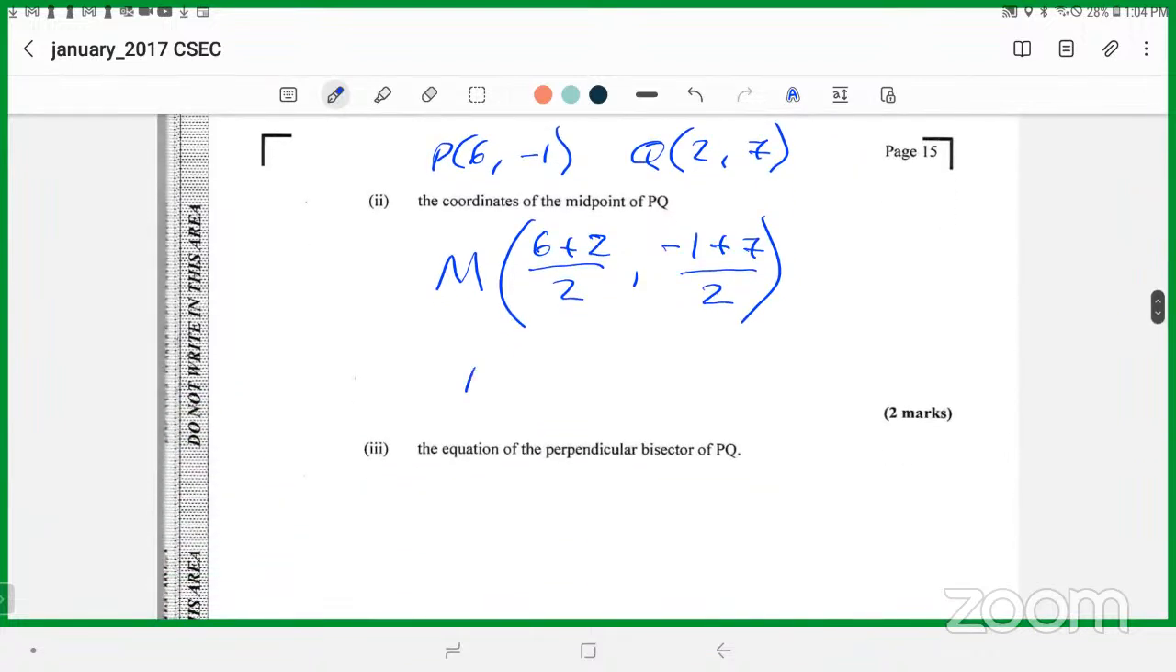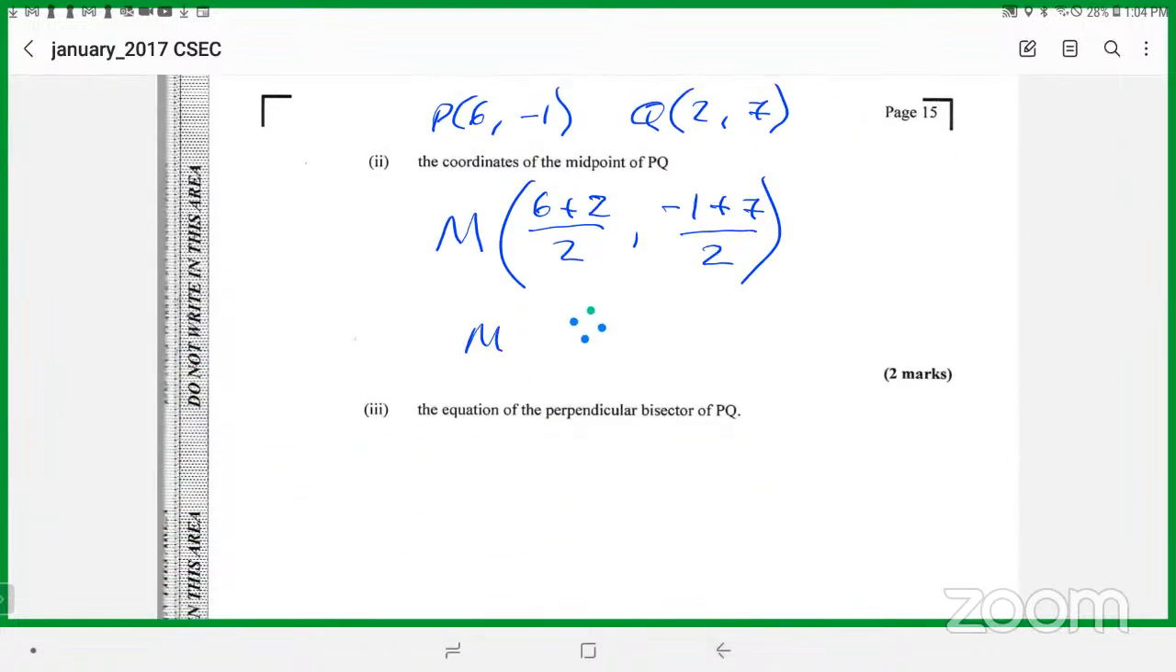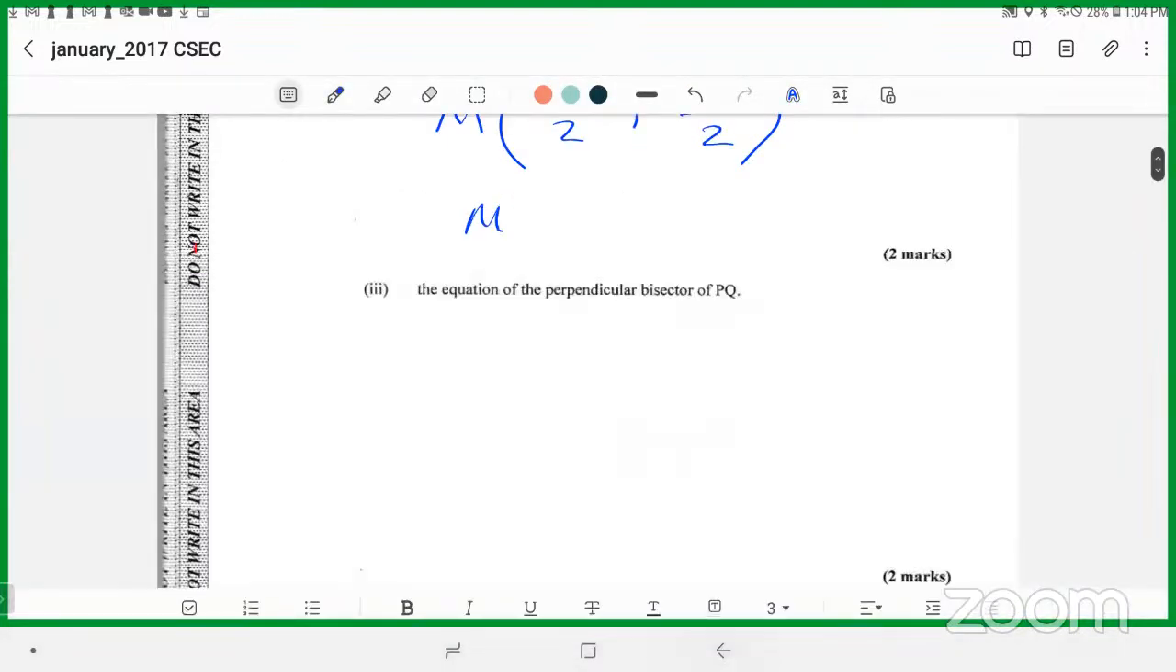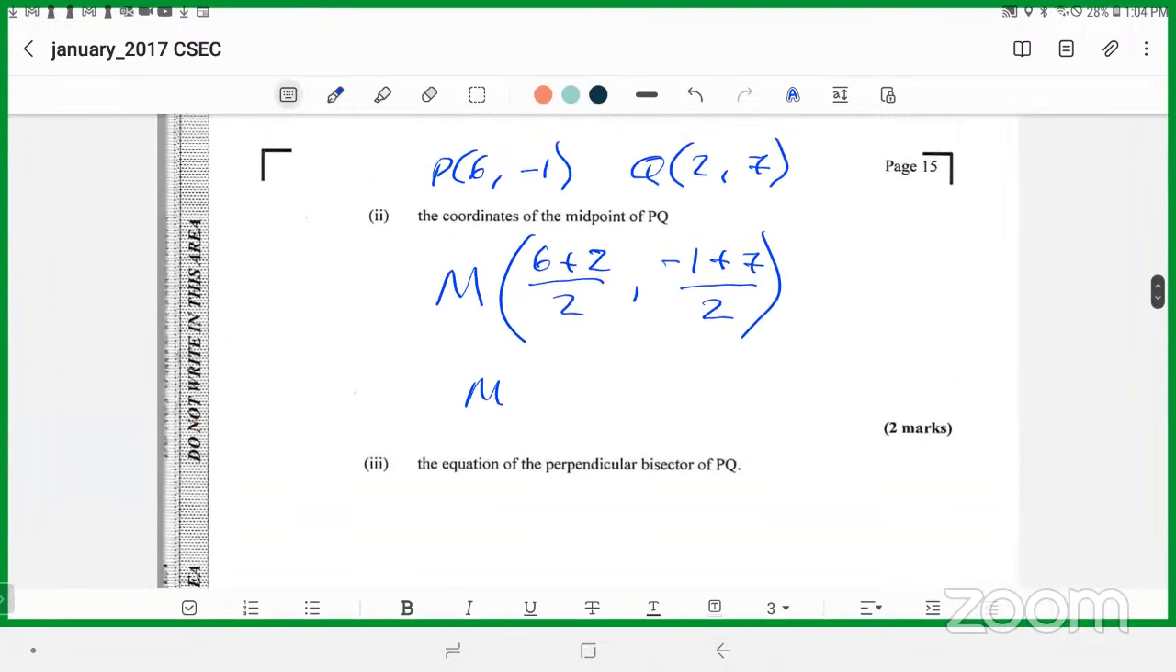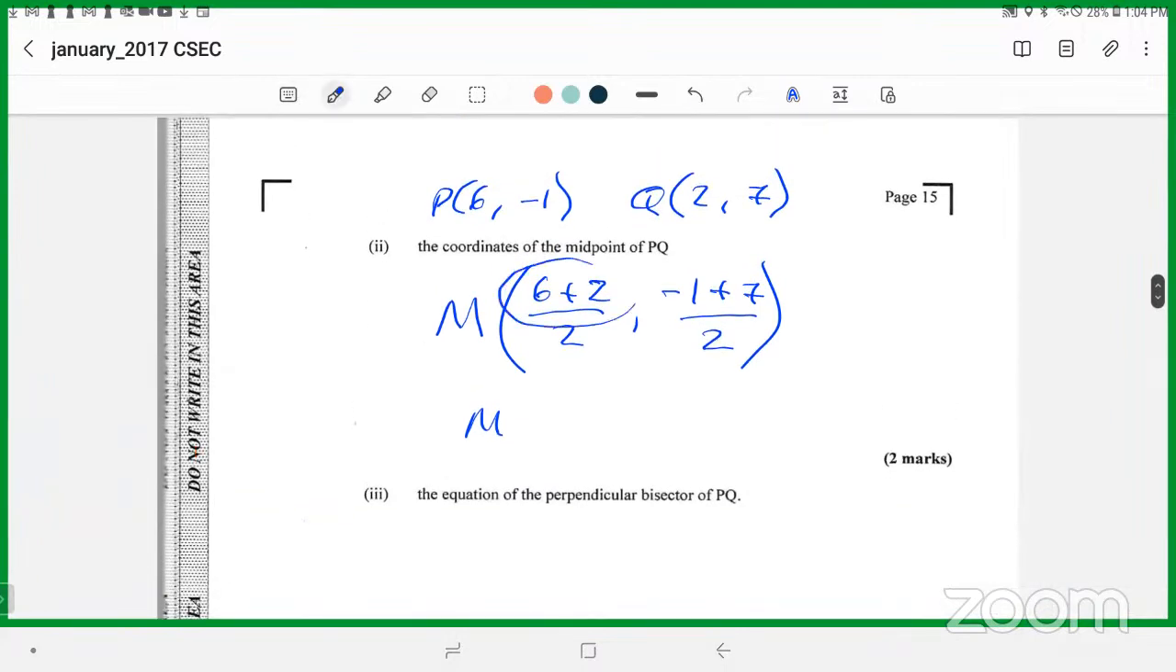Then that reduces to, this becomes 8. The 6 and the 2 here is 8. 8 divided by 2 is 4. Then this is -1 plus 7, same as 7 minus 1. 7 minus 1 is 6. 6 divided by 2 is 3. So the midpoint here is 4, 3.